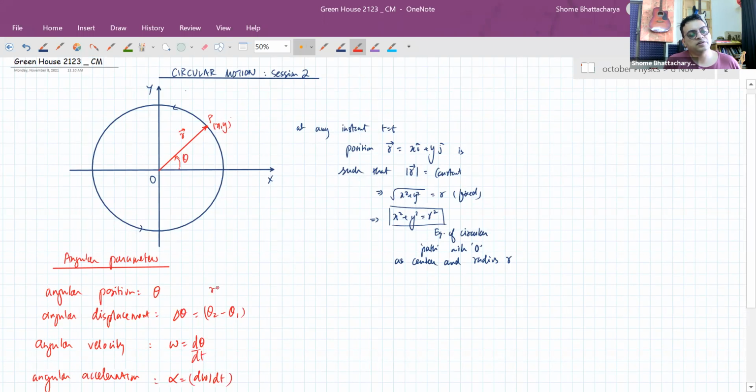These are expressed in radians. This is in radians per second, and this is in radians per second squared. Okay, so this is a quick recap of the introduction to circular motion we had seen last time. Just begin by understanding these, then we'll look at a couple of application problems based on this.